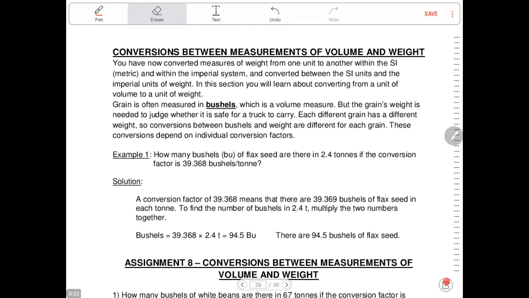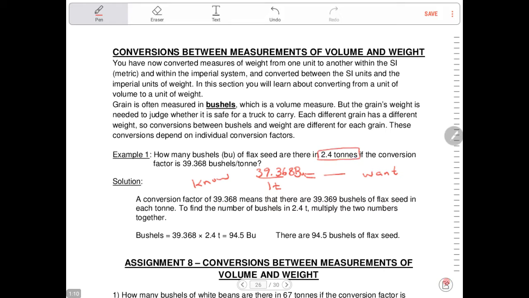For example, if you look at example 1 here, it goes, how many bushels of flaxseed are there in 2.4 tons if the conversion factor is 39.368 bushels per ton? Well, remember, as you know, we do our cross multiply and divide. We have our know side and our want side. So what we have in this case is 39.368 bushels, and they go BU over 1 ton. Now, what do you want? The question says how many bushels of flaxseed in 2.4 tons?